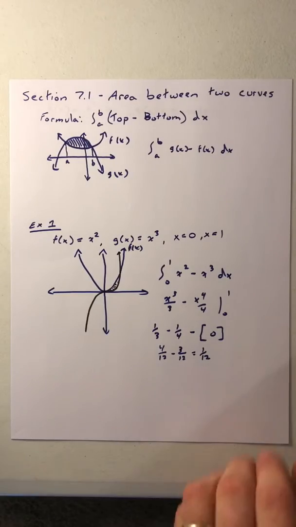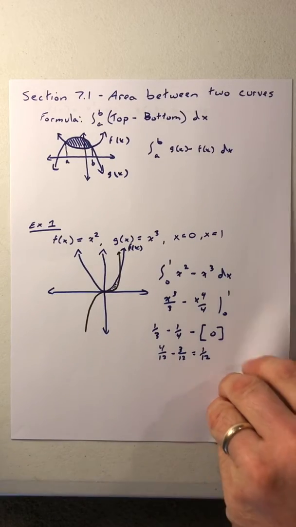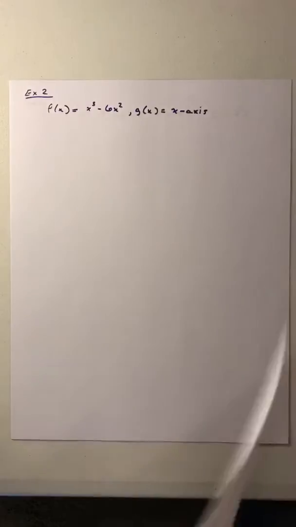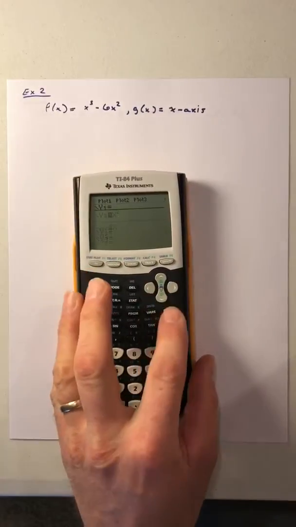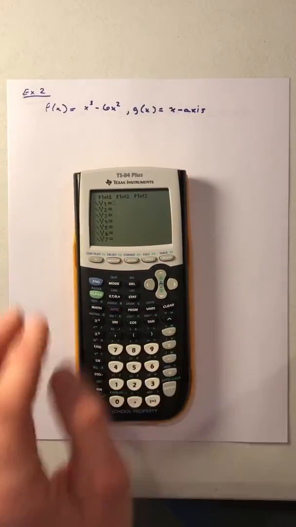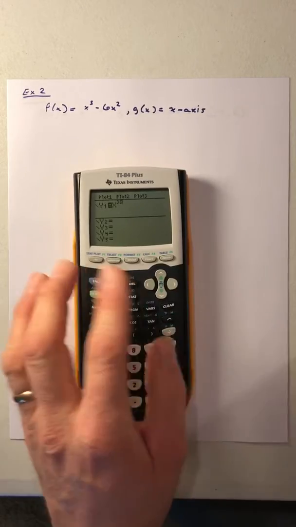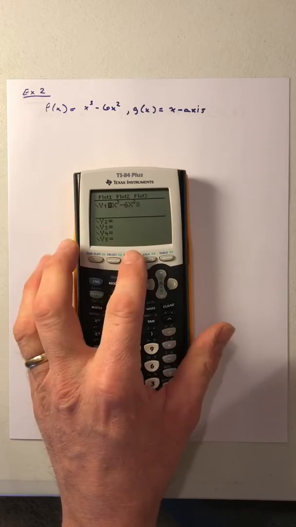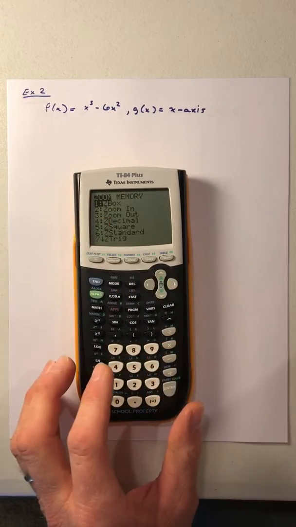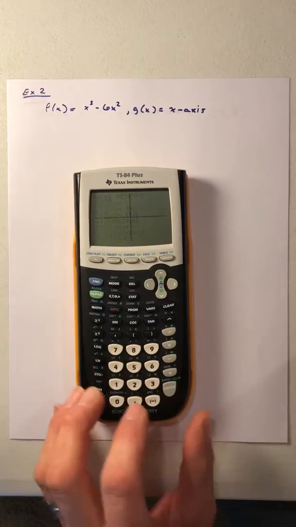The calculator is going to be very useful as we get into some very cumbersome and nasty looking problems. So let's look at example 2, where we have x to the third minus 6x squared, and g of x equals the x-axis. So again, we can go ahead and, in our calculator, type in x to the third minus our 6x squared. I'm going to go ahead and change my zoom back to a standard.